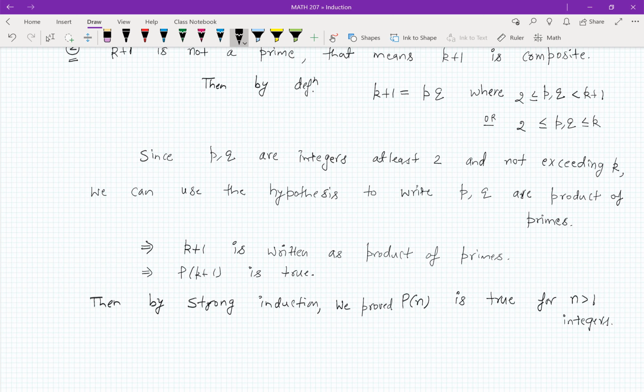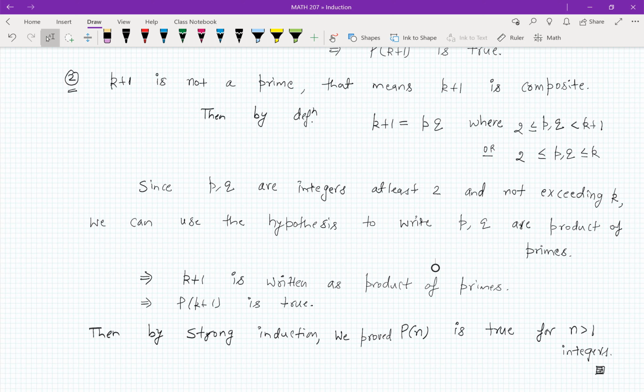Then by following the strong induction, we proved here that P of n is true for every integer n greater than 1. Sometimes it's not easy to write the proof of a given mathematical statement by using simple mathematical induction, but it becomes easy to write the proof of such a statement by following the strong mathematical induction structure.